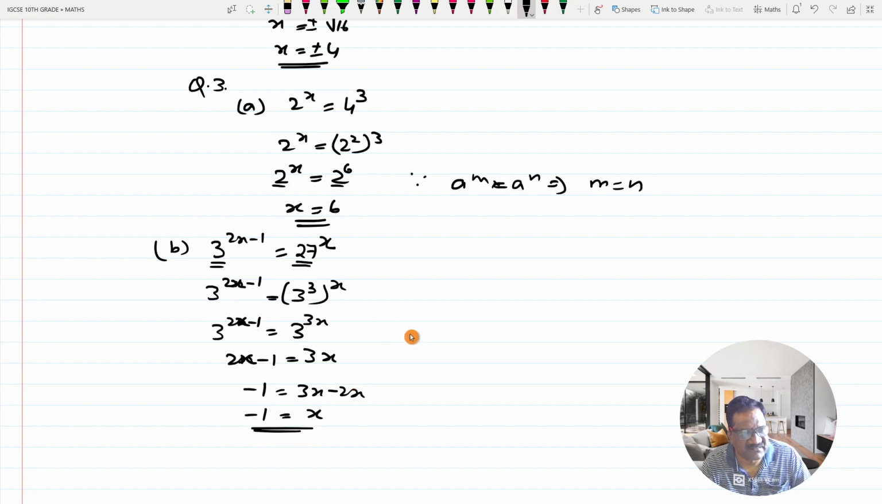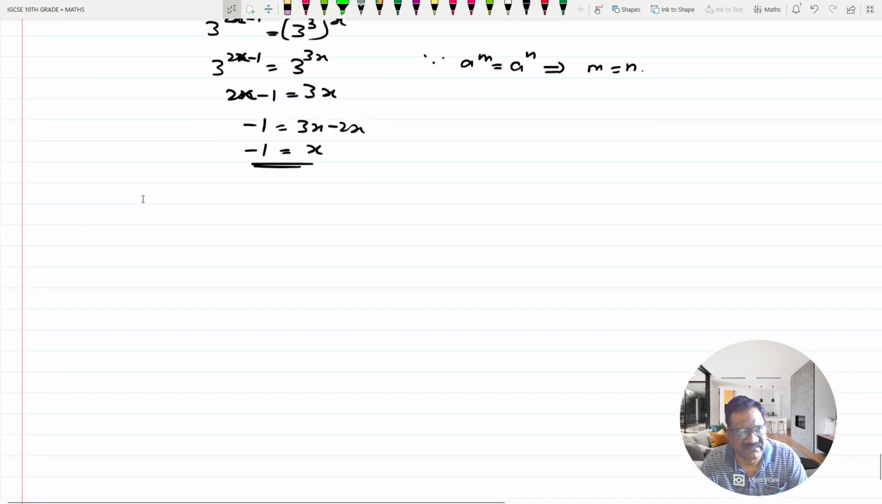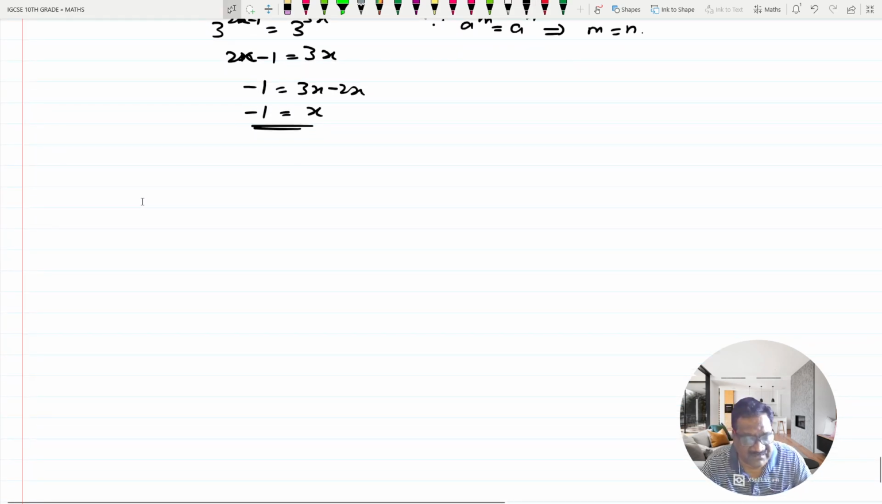This is the answer. And here I can write my reason, because a raised to m is equal to a raised to n implies that m is equal to n. That was sub question B of question number 3. Now let us go for C.